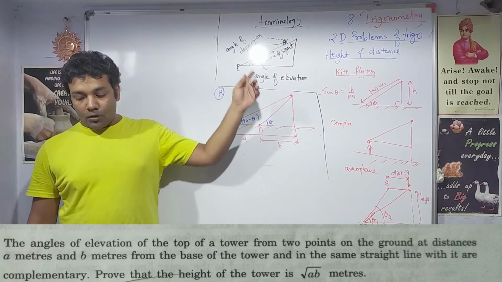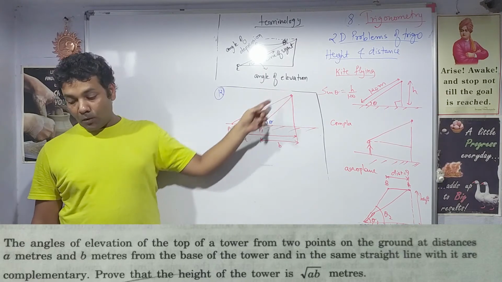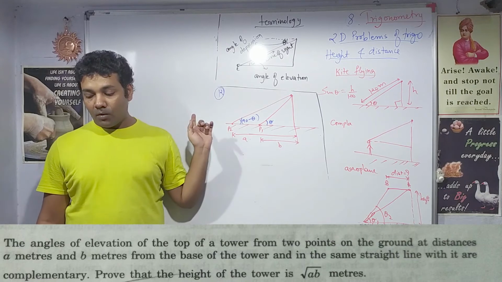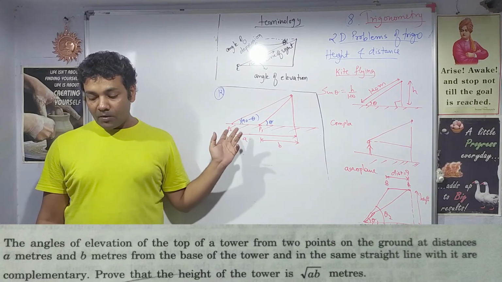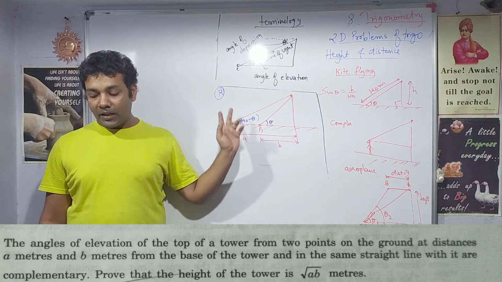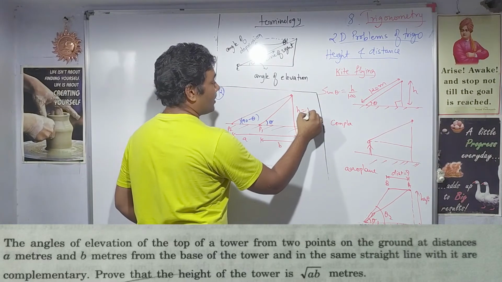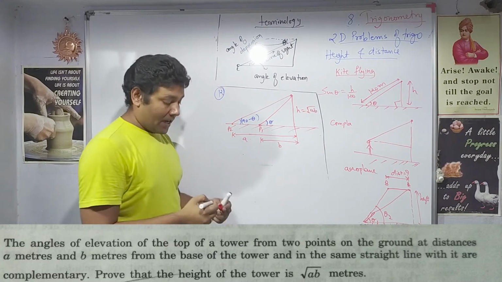So the angle of elevation of the top of the tower from two points on the ground, and these two points are a meters and b meters from the base of the tower, and in the same straight line, the angles are complementary. Prove that the height of the tower is root AB. So this height h will be equal to root AB. This is a prove-that type of sum.